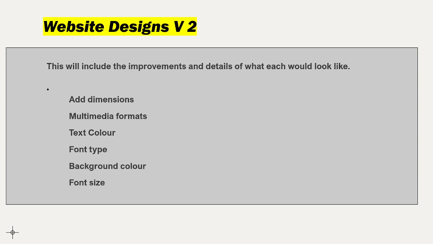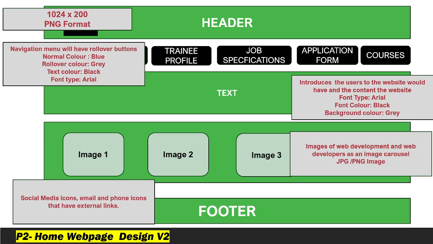This is the version 2. So in the version 2, it will include improvements, like I've said, improvements like adding your dimensions, multimedia formats, text color, font type, font size, background color, if any. So this is an example of what the version 2 looks like. This is for the home page.